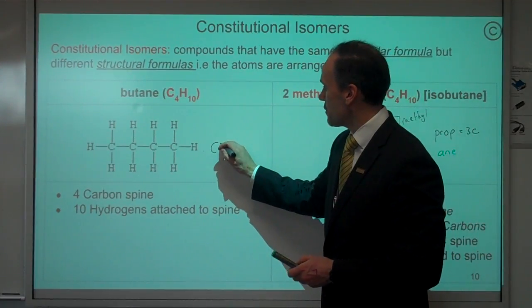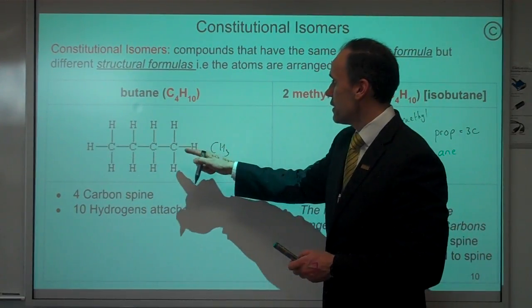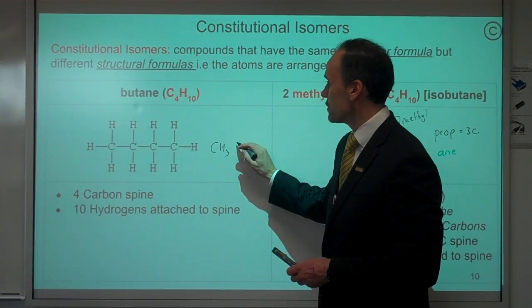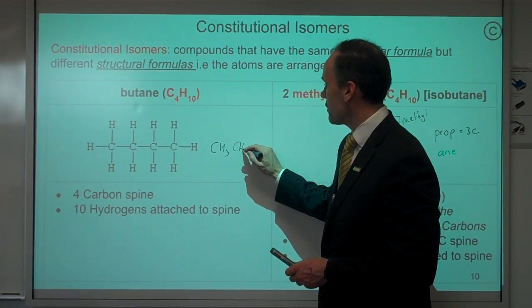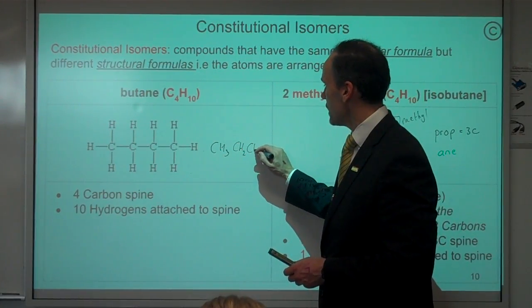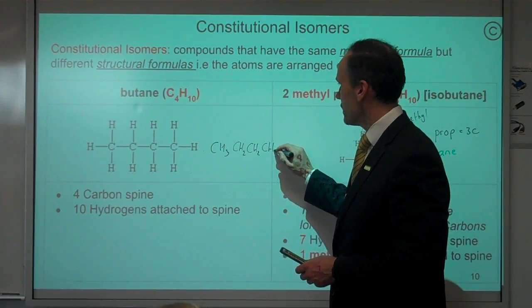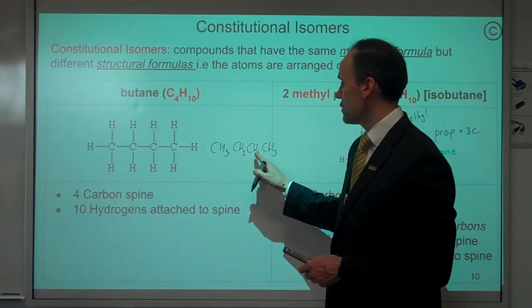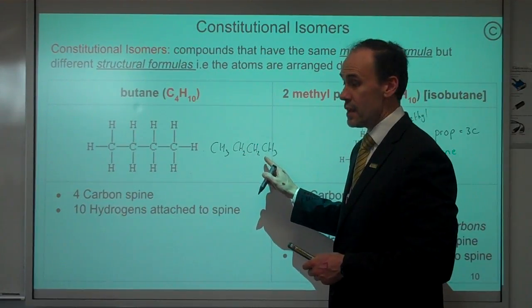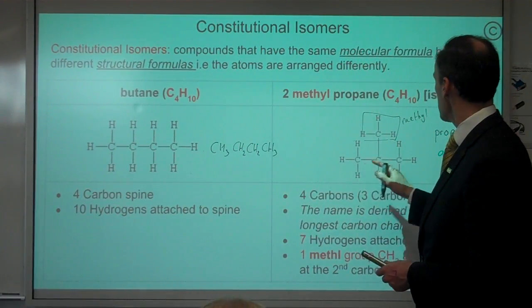It's CH3, yep, great. And then how many CH2s? 2. So I'm going to do it as a structural formula, not condensed: CH3, CH2, CH2, CH3. Is that fair enough? Now, same chemical formula. Let's do this one.